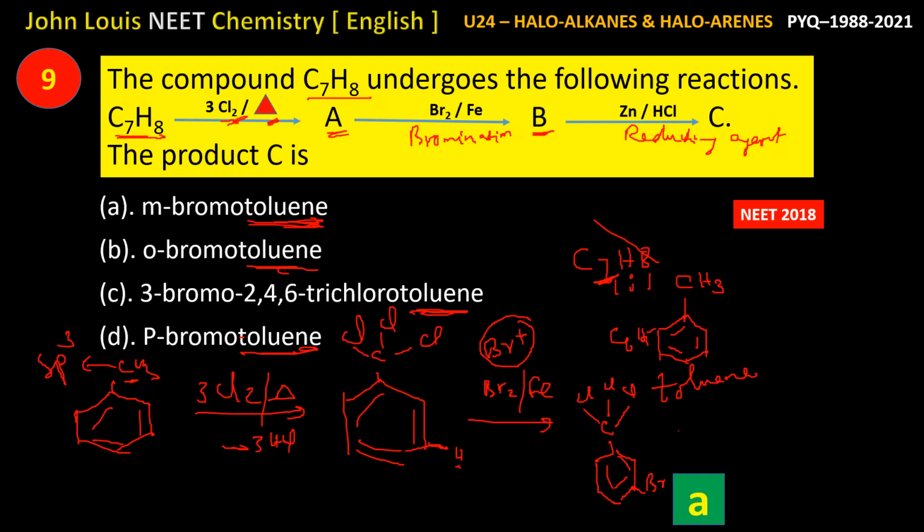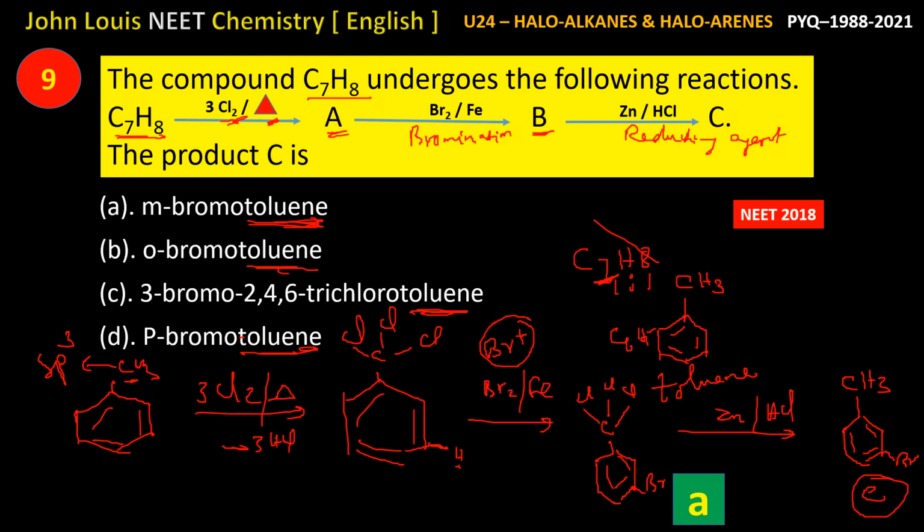Okay, then what is the final step? It is reduced using zinc and hydrochloric acid. So what will happen? These 3 chlorines will be removed, and instead 3 hydrogens will be added here. Therefore what will you get? Again you will get toluene, CH3, plus bromine in the meta position. So meta bromo toluene will be the compound C.